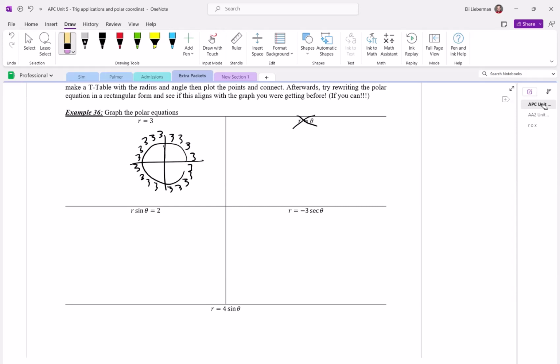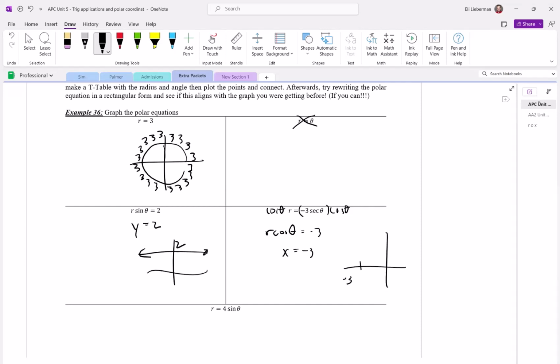r sine theta equals 2. You know this is y equals 2. Done. r equals -3 secant theta. Think about that as 1 over cosine theta. If you like, you just multiply both sides by cosine theta since they're reciprocal functions. They cancel, leaving us with r cosine theta equals -3. So x equals -3. Graphing it, that one is a vertical line that crosses the x-axis.